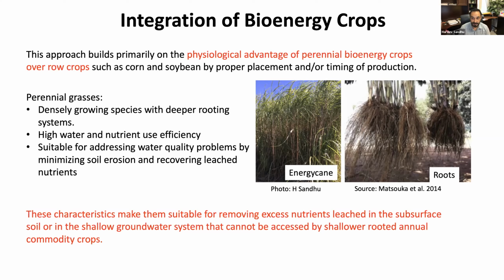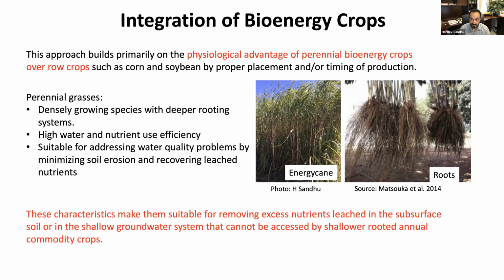For example, energy cane, you can see the pictures over here. This picture is energy cane, which is a very high biomass crop and a very densely growing species of sugarcane. So the advantages of perennial grasses are their high population, densely growing species with deep rooting system. The picture on the right side shows the rooting system. On the left, it's energy cane roots, and on the right, it's sugarcane roots. So you can see the difference. Although they are from the same genus, they're still quite different.